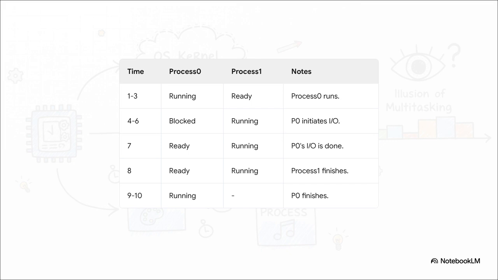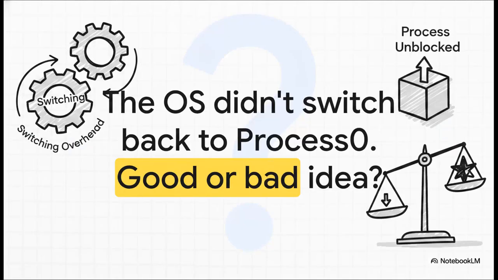Now pay attention to time 7. Process 0's disk read is done, and it moves to the ready state. But notice, the OS lets process 1 keep running until it's finished. Only then does it give the CPU back to process 0. And that decision right there, that's a classic systems design question.